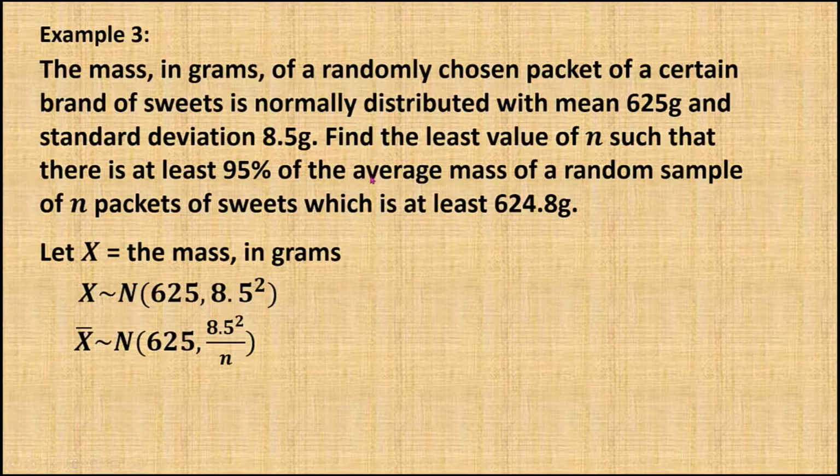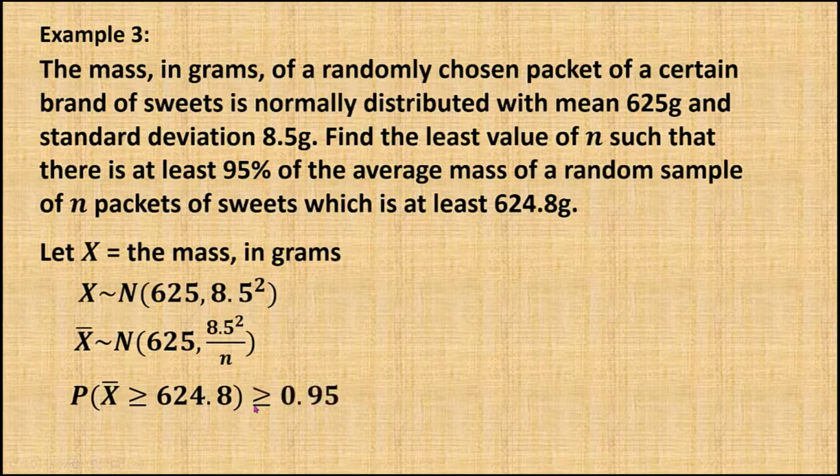And the question says that the average mass is at least 624.8. So the average mass, bar x, is greater than or equal to 624.8, and it is given also that it is at least 95%. We know that 95% is equivalent to the probability of 0.95. So at least 95% means the probability is greater than or equal to 0.95.